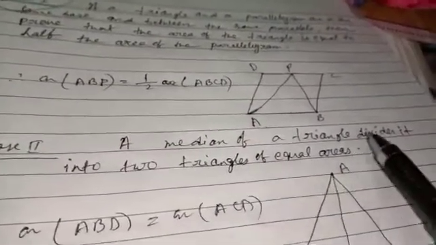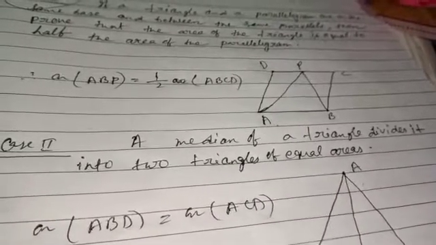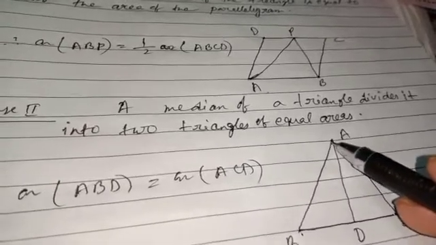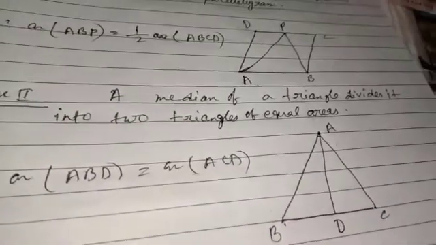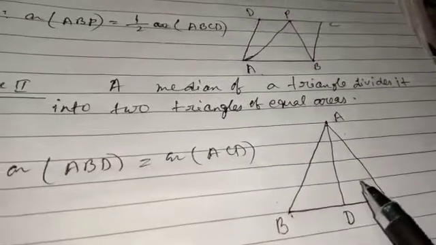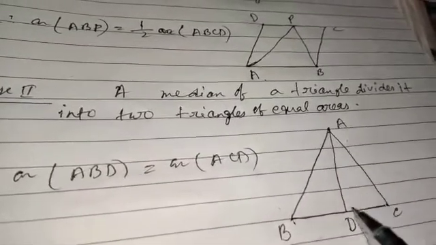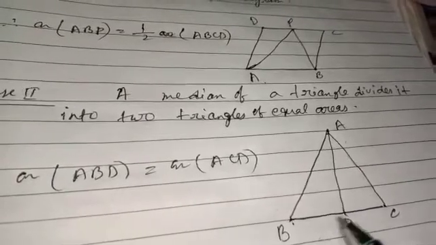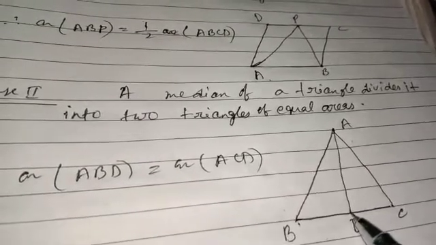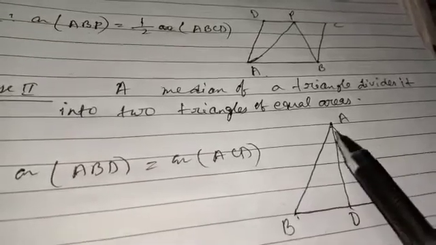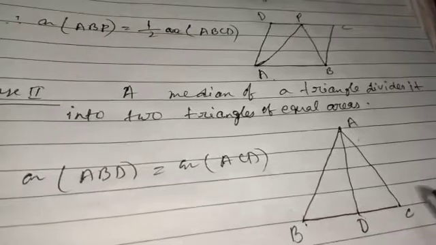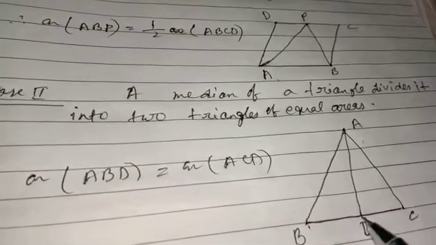Clear? Okay. Case 2. A median of a triangle divides it into two triangles of equal areas. So what is a median? First of all, you have to know. If AD is a median of triangle ABC, then a median divides the side into two equal parts, meaning if AD is a median, then you can say that BD is equal to CD. This is the concept of median. BD is equal to CD.